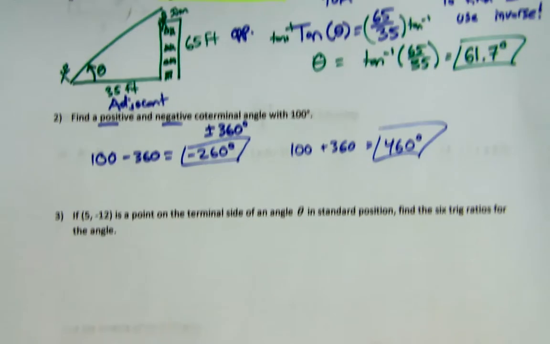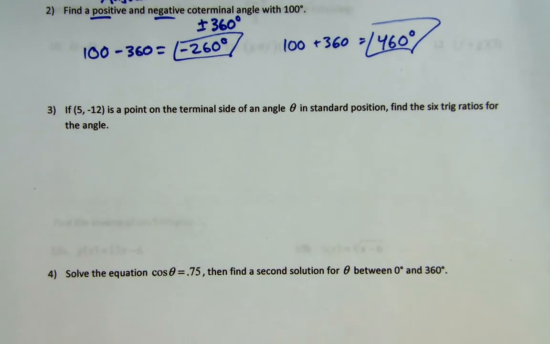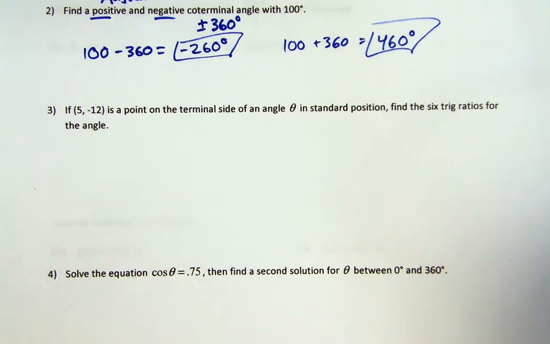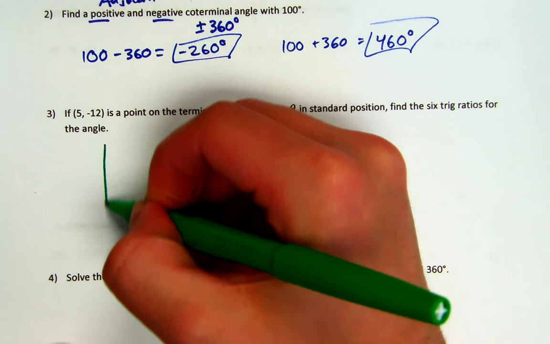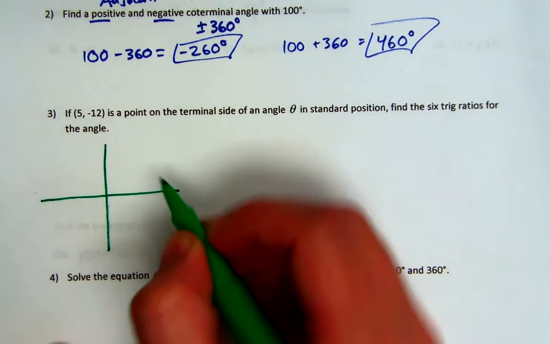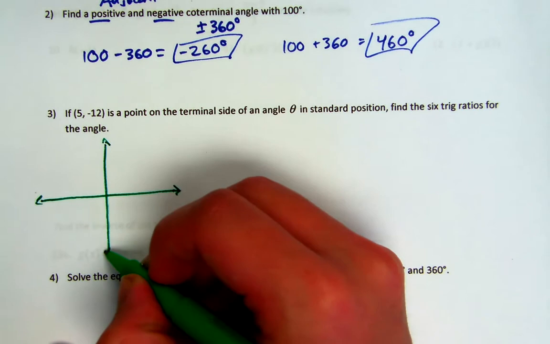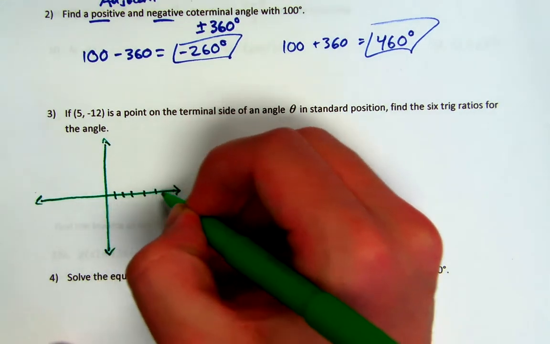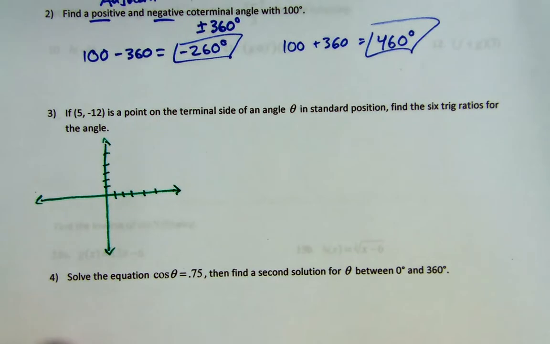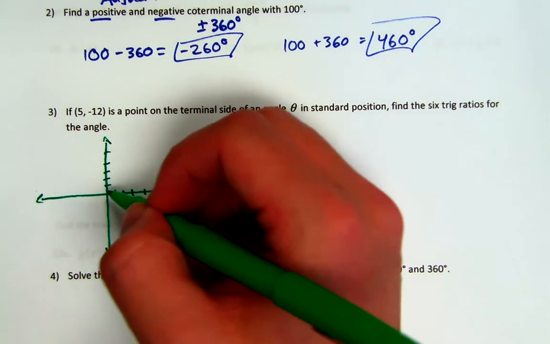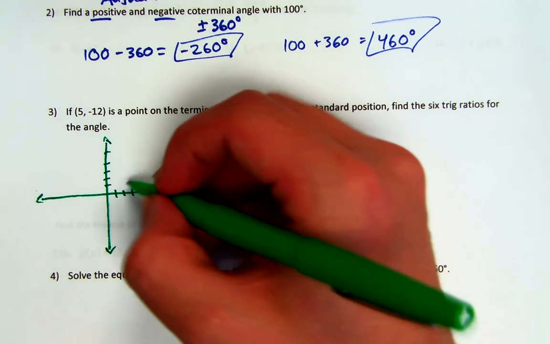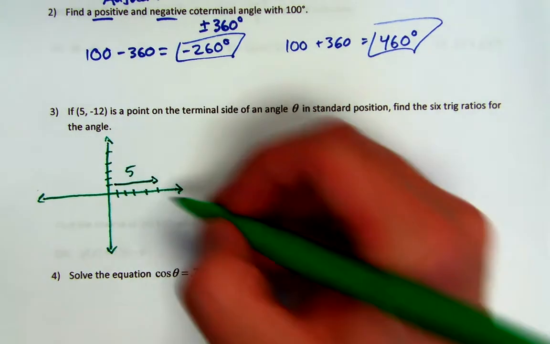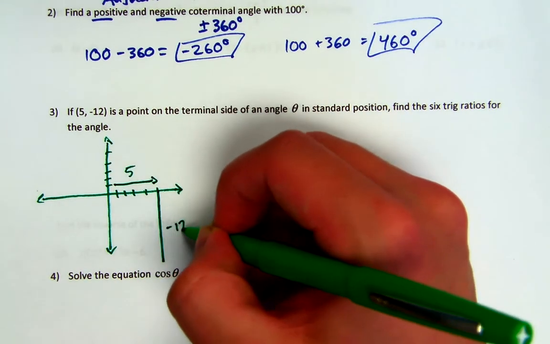Alright, third type of problem. If (5, -12) is a point on the terminal side of an angle in standard position, find the 6 trig ratios for the angle. Well, if we have a point, we probably need coordinates. So let's draw a little coordinate grid. I'm going to need more than that, so I'm just going to not draw the coordinates. Let's say I need to go 5, so 1, 2, 3, 4, 5. So I went 5 this way, and I need to go down 12, so I'm going to make that somewhere down there.